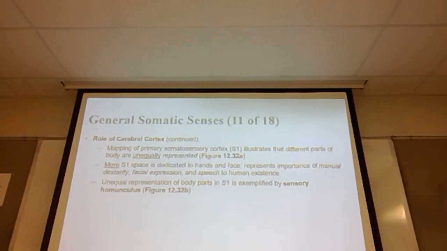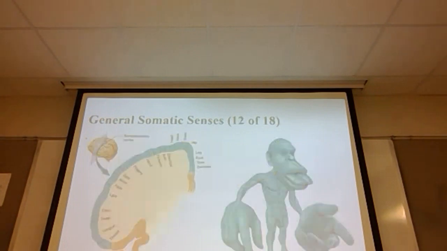There's more space dedicated to the hands and face, which represents the importance of manual dexterity, facial expression, and speech to humans. In other animals, you will find that these areas are different because they require different components to live their lives. This unequal representation of body parts in S1 is exemplified by what is referred to as the sensory homunculus, which is based on brain activity.